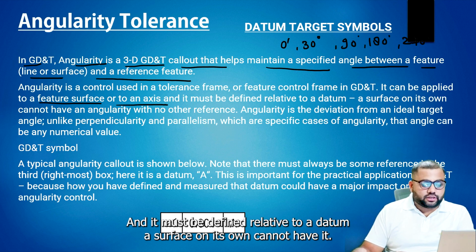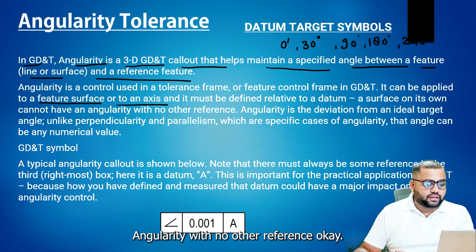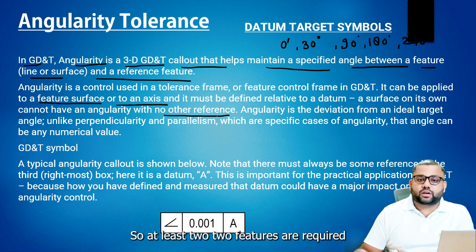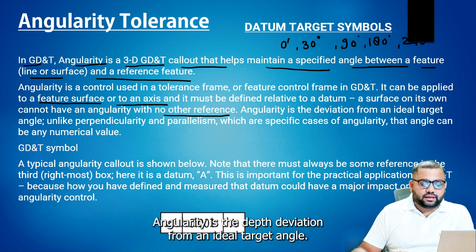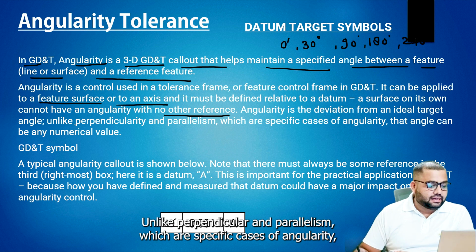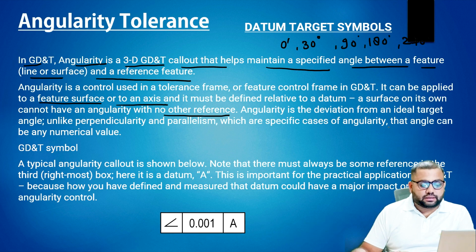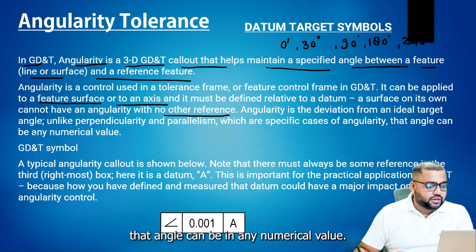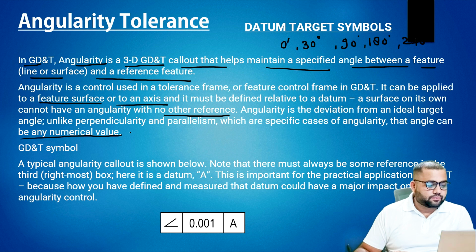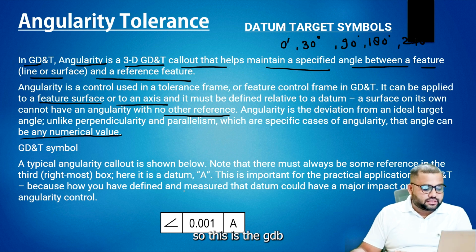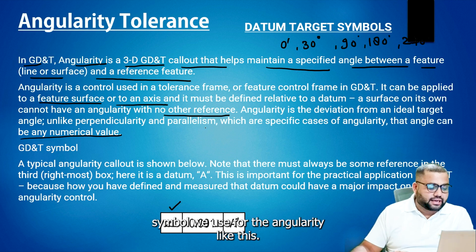A surface on its own cannot have an angularity with no other reference. So at least two features are required to provide the angularity tolerance. Angularity is the deviation from an ideal target angle, unlike perpendicularity and parallelism, which are specific cases of angularity. That angle can be any numerical value. This is the GD&T symbol we use for angularity.